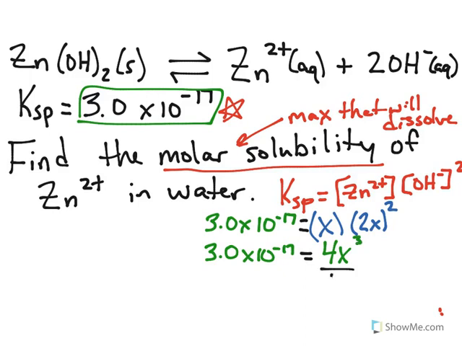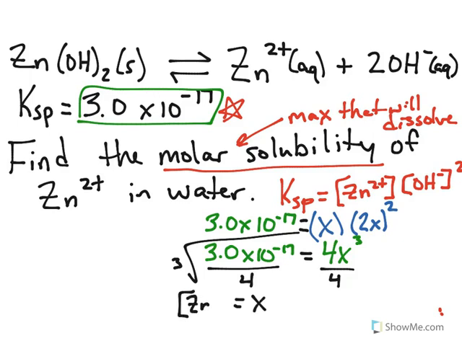Now we'll divide both sides by 4. And whatever value that is, we will take the cube root of it in order to get rid of this power of 3 here. And when we plug it into our calculator, we find that x, which we have defined as the concentration of zinc at equilibrium, is equal to 1.96 times 10 to the negative 6th molar.